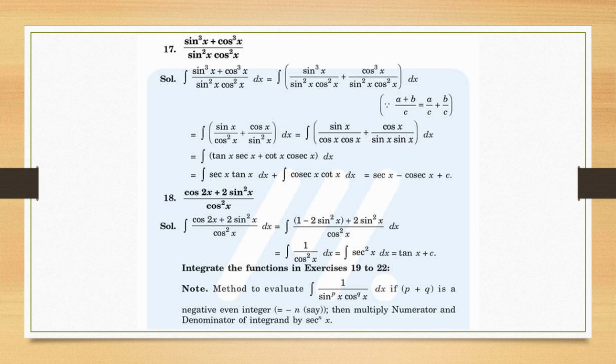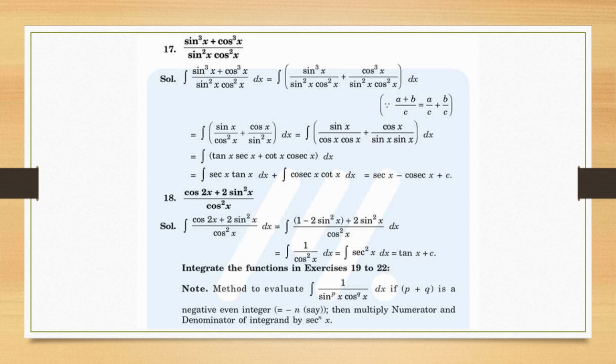Number 17 is sin cube x plus cos cube x upon sin square x cos square x. Now you need to break up the numerator. Split it, so break the terms: sin cube x upon sin square x cos square x plus cos cube x upon sin square x cos square x dx.